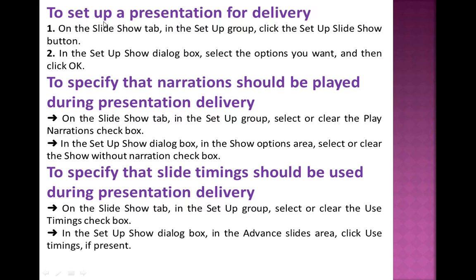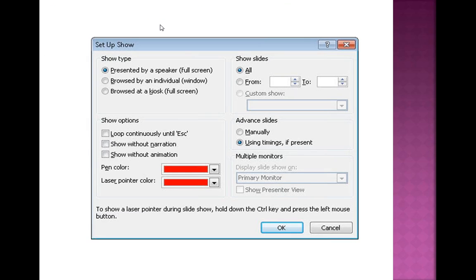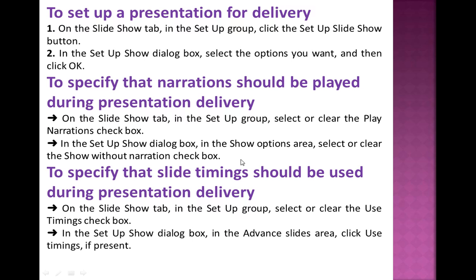Then how to set up a presentation for delivery? Simply go to the slideshow tab. In the setup group, click the setup slideshow button. In the setup show dialog box, click the option that you want and then click OK. And this is the setup show dialog box. Click on the option that you want, then click on the OK button.